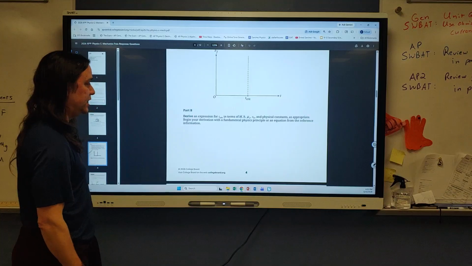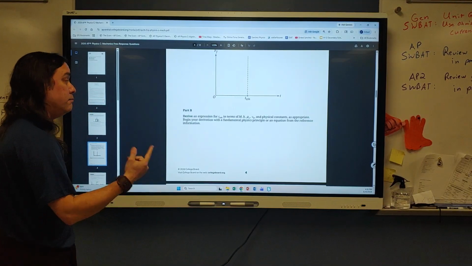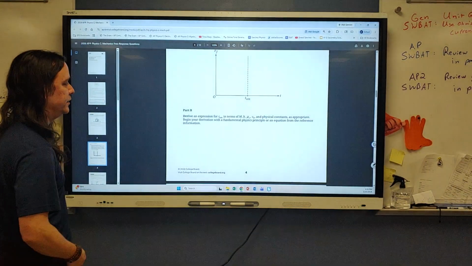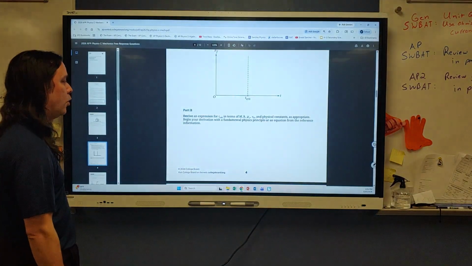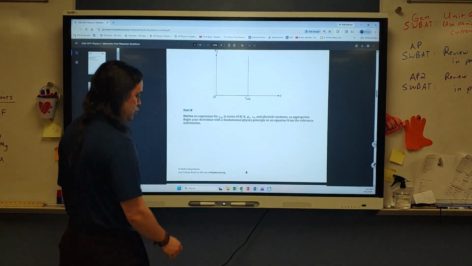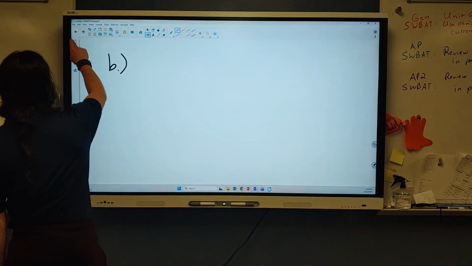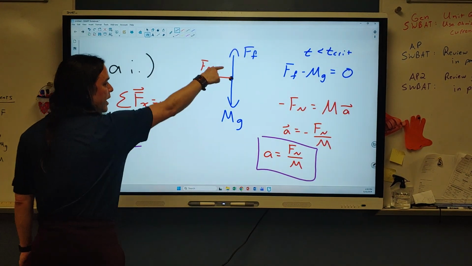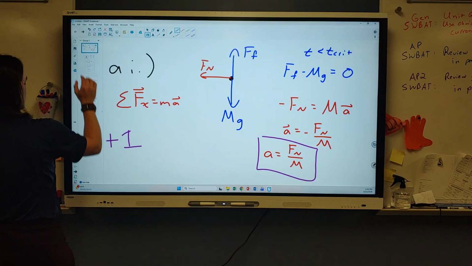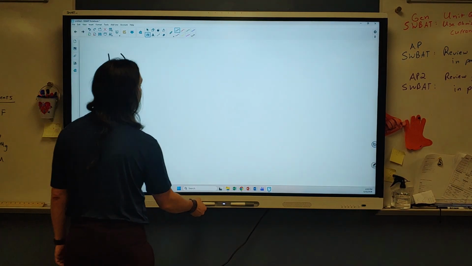Derive an expression for t crit in terms of M, B, mu s, and v naught, and physical constants as appropriate. Begin your derivation with a fundamental physics principle or an equation from the reference information. Here is where, once again, while you were not instructed to draw a free body diagram for the cube, having the free body diagram can be very useful. Now that I've got that, I would do the following.